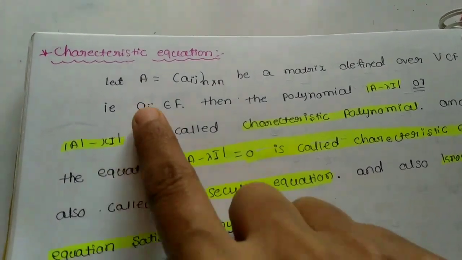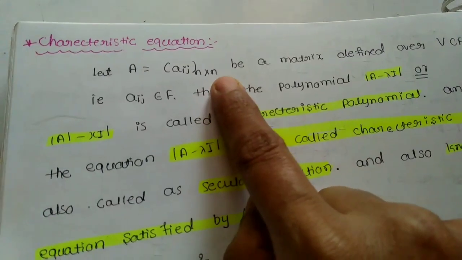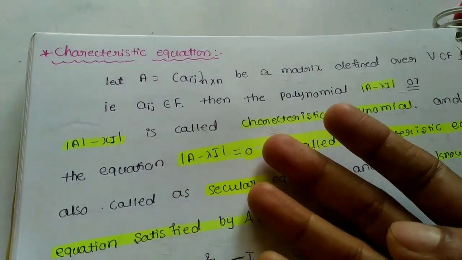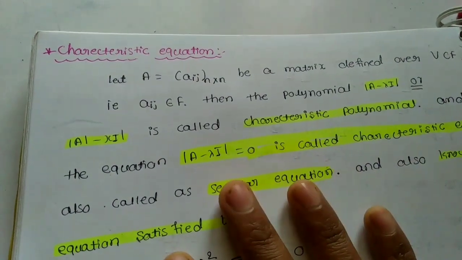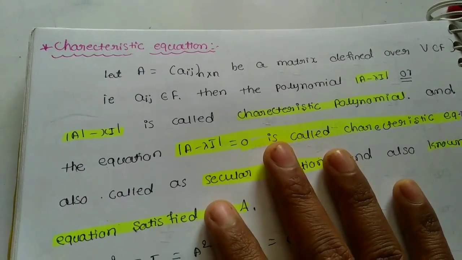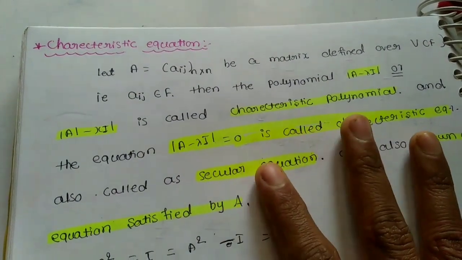So the first one is what? Characteristic equation. This characteristic equation, eigenvalues and eigenvectors, and the problems that depend upon these things are most important for our examination purpose. Okay, so first we will understand the concept.